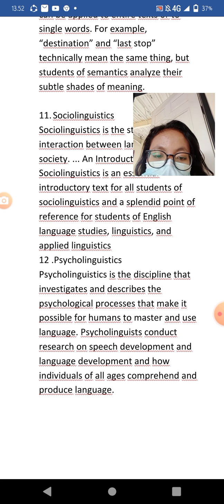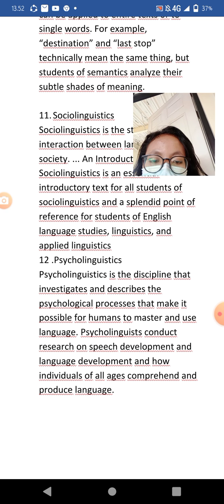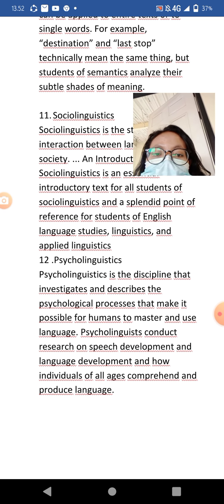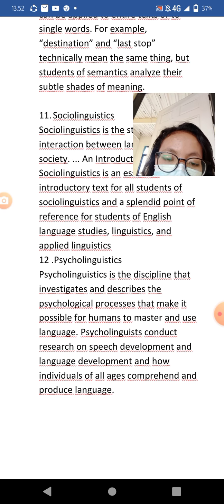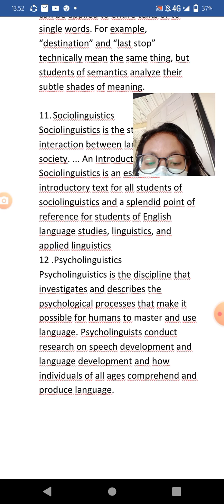Psycholinguists conduct research on speech development and language development, and how individuals of all ages comprehend and produce language.